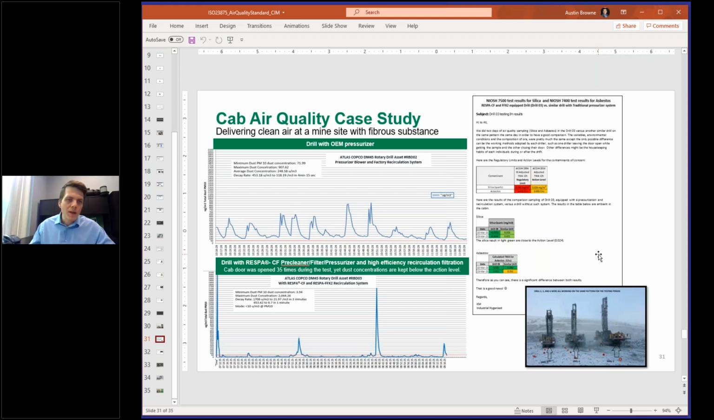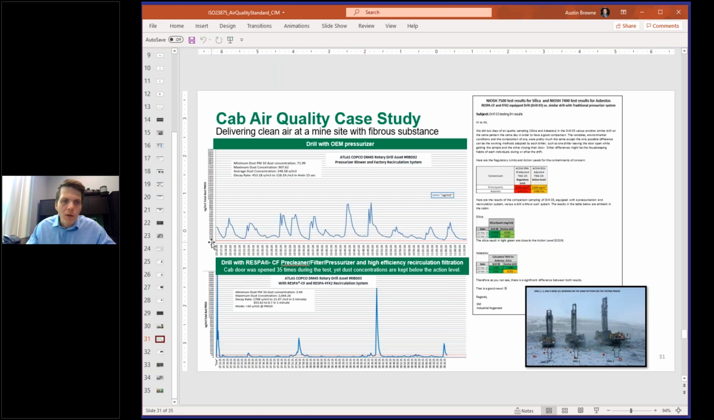from the working conditions. And so this was a head-to-head test where the down the hole drill on the top was equipped with the OEM pressurizer, whereas the down the hole drill on the bottom was equipped with the Sy-Klone RESPA system, Sy-Klone filtration, as well as Sy-Klone recirculation system.